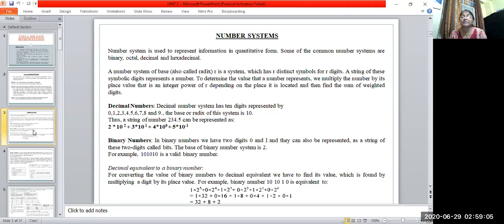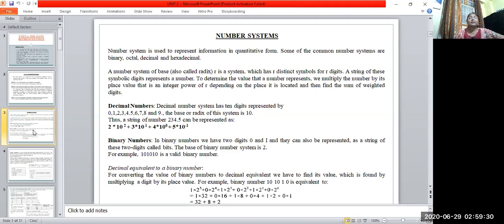Now we come to the binary number system. The base of this number system is only 2, and it has only 2 symbols, 0 and 1. This number system consists of only 2 digits or 2 symbols. The binary digits are called bits, in short form.